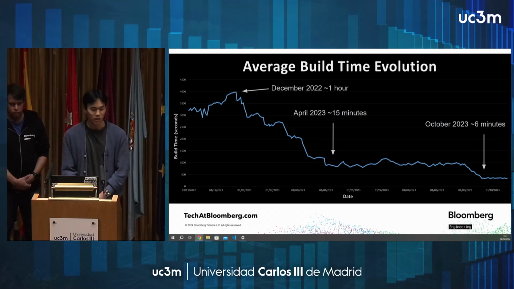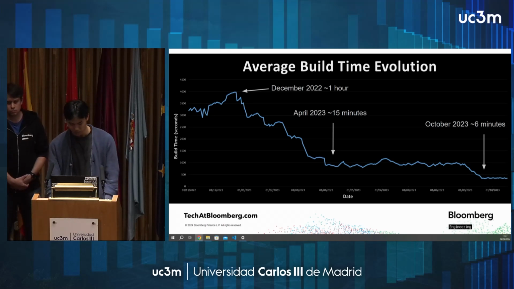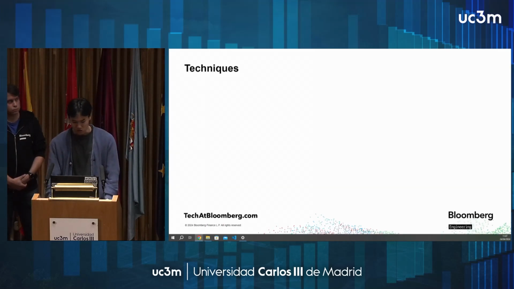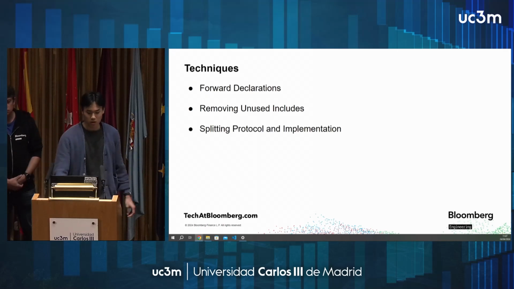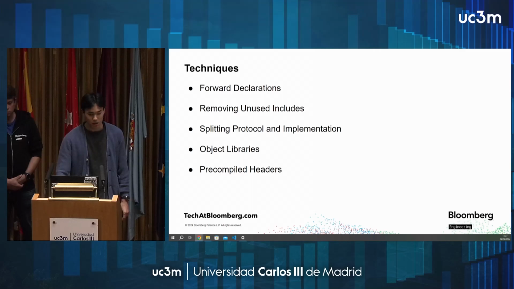So we implemented bi-weekly hackathons starting from December, lasting all the way to April. And the further enhancement from 15 to 6 minutes was from the implementation of Unity build, which Andrew will be talking about later on. So just a quick summary of the techniques we'll be covering: forward declarations, removing unused includes, which might seem straightforward, but we think it's important, splitting protocol and implementation, object libraries, precompiled headers, and lastly, Unity build.